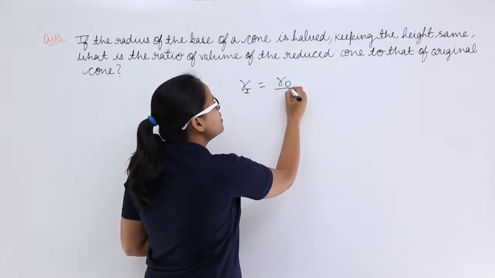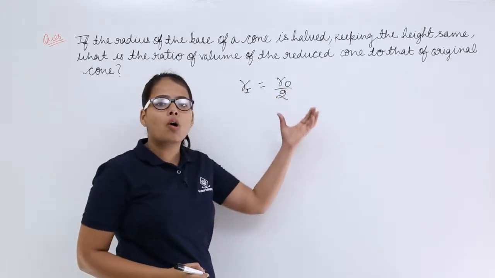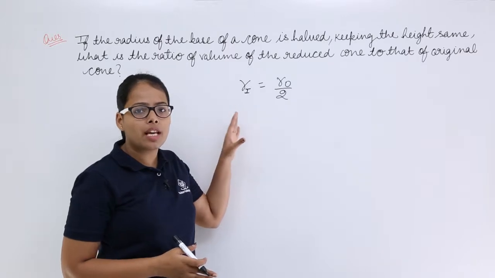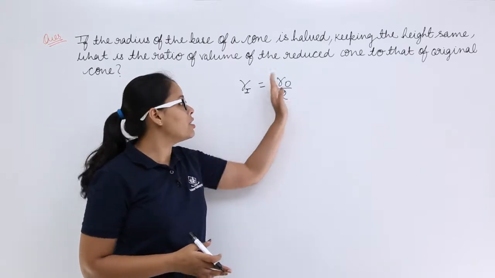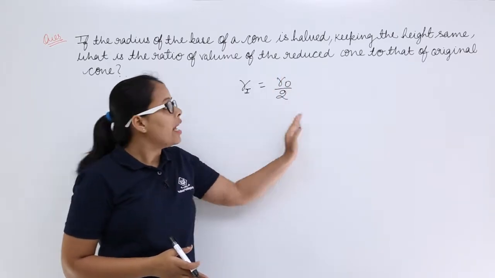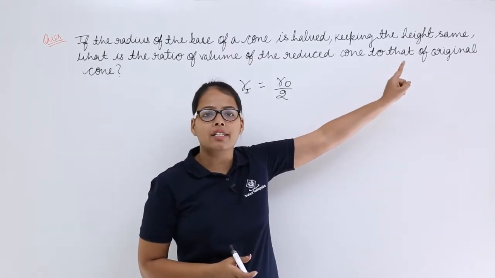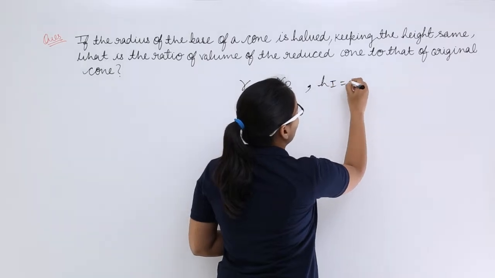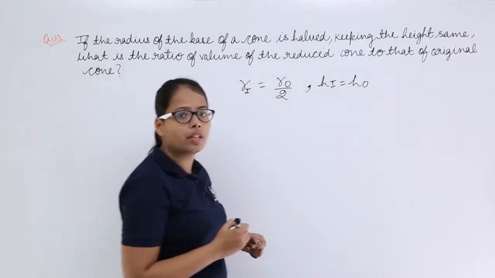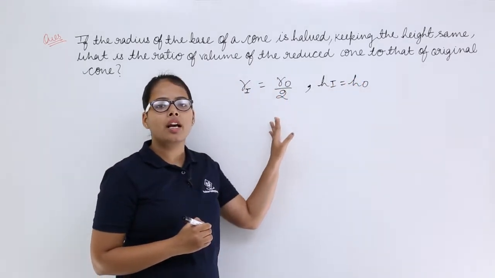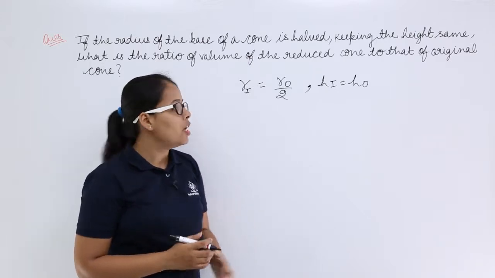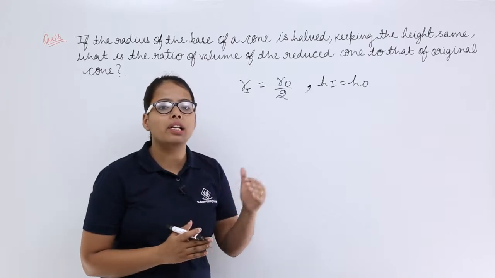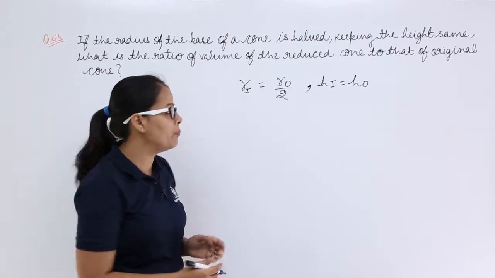Now this radius is half of this radius. Our original radius is RO and our reduced radius, I am calling RI, is half of RO, and we are keeping the height as it is. So HI is equal to the original height, but the radius is reduced to half of the original radius. Now let's calculate the volume in both cases, and after that we will take the ratio of both of them.